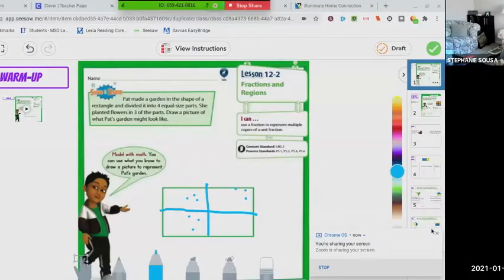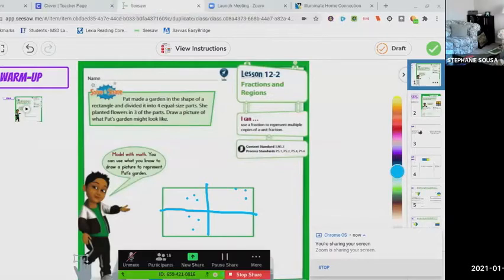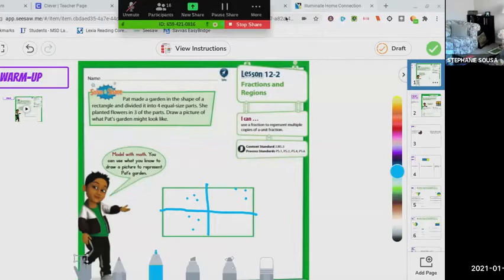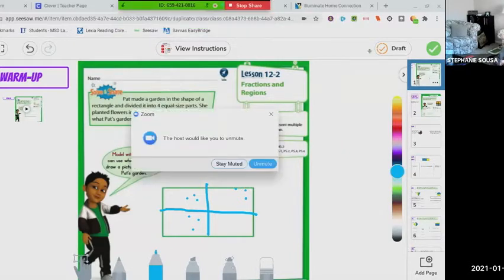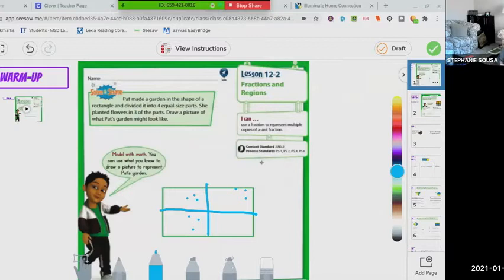See, Levin, I almost missed your example. There we go. Levin, go ahead and show us the garden that you created with 4 equal parts, 3 of which have flowers in them. Boom, look at that. Look at those cute little flowers. They're so tiny. All right, Levin, tell us what you did. Here, I'll help. Unmute. There you go. I'm sorry, I was on mute. You're all good. All right, what do we do, Levin?